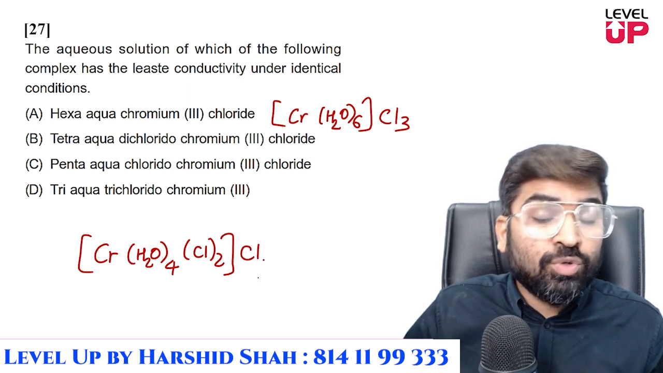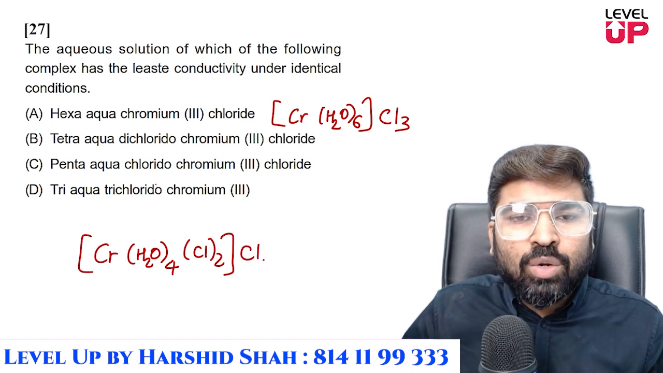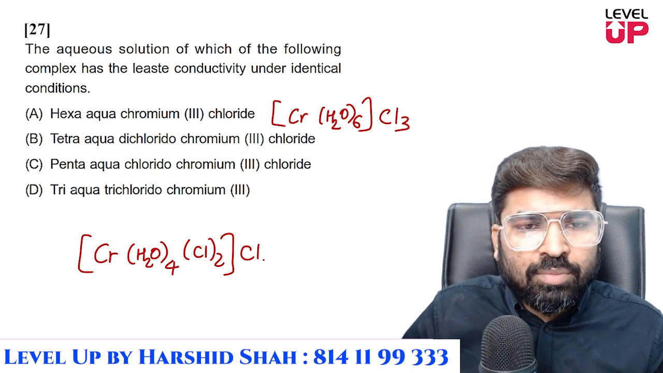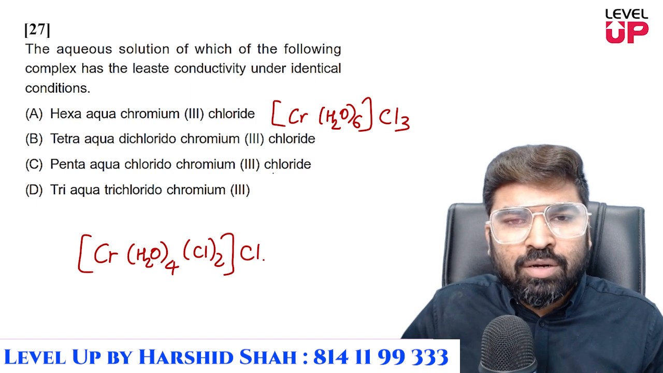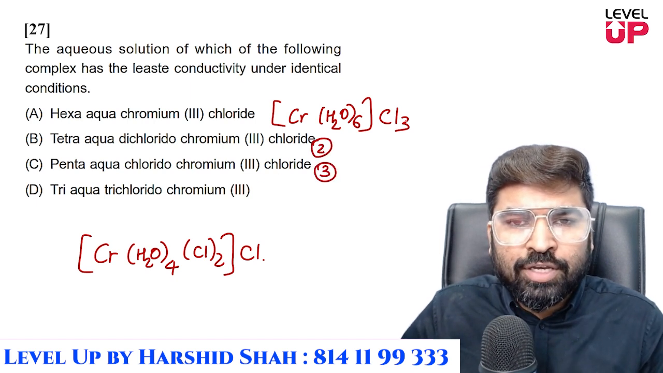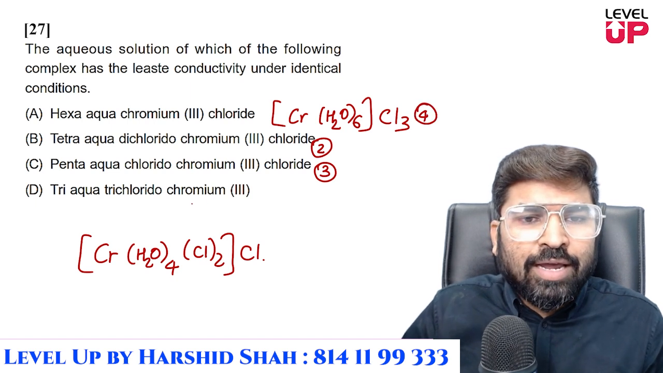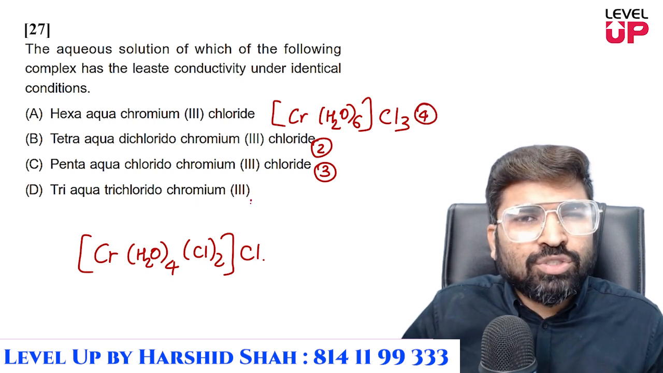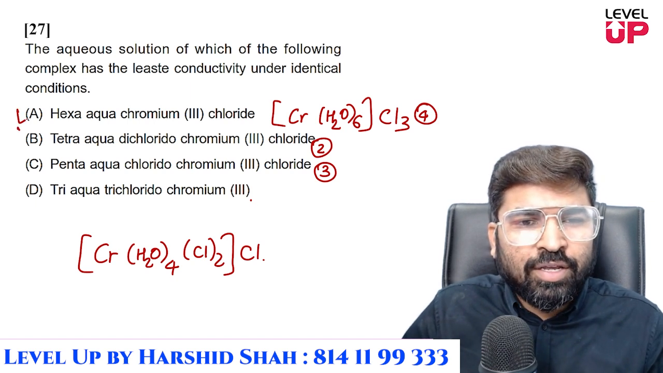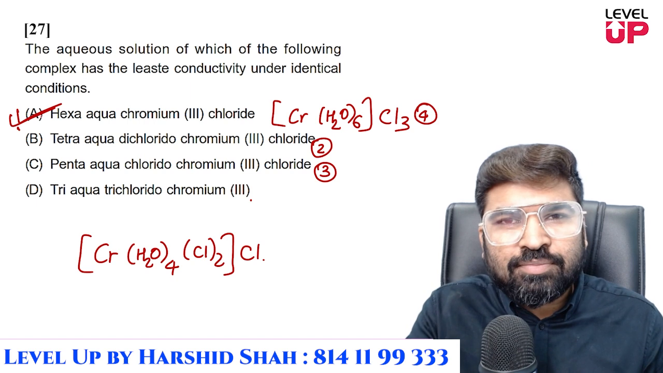So how many ions? 2 ions. Penta aqua chlorido. So 5 पानी के मॉलिक्यूल अंदर है, 1 क्लोरीन अंदर, बाहर 2 क्लोरीन, तो यहाँ पे बनेंगे 3 आयंस, यहाँ पे 2, यहाँ पे 4. और ट्राई एक्वा ट्राई क्लोरिडो, आयंस तो 0 बनेंगे, एक ही एंटिटी है एक्चुअली. सो ऑब्वियसली ऑप्शन ए इज योर आंसर, राइट?